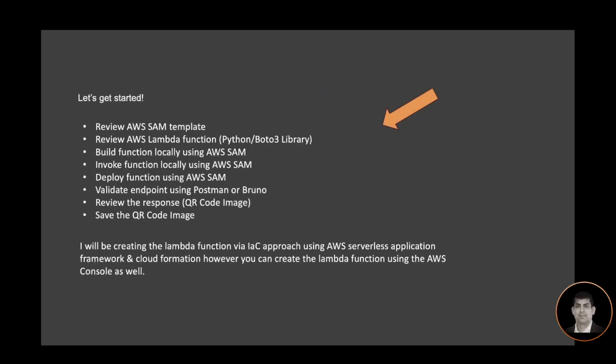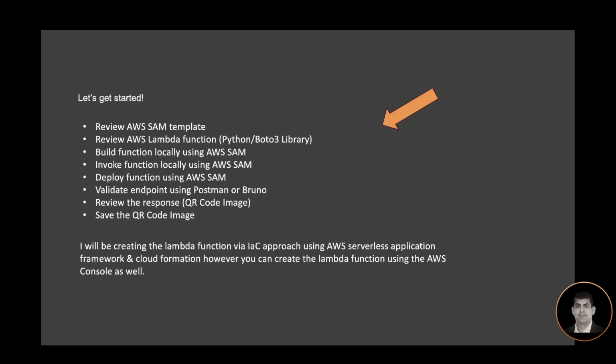Let's get started. We're going to review the AWS SAM template. We're going to review the Lambda function. We will build the function locally using AWS SAM. Then I will validate it locally, deploy it, and then validate the endpoint either using Postman or Bruno. Then we'll review the QR code image, which is the response, and then we can save this image in a folder. I'll be creating the Lambda function via an infrastructure as code approach using the AWS Serverless Application Model and CloudFormation. However, you can create the Lambda function using the AWS console as well.